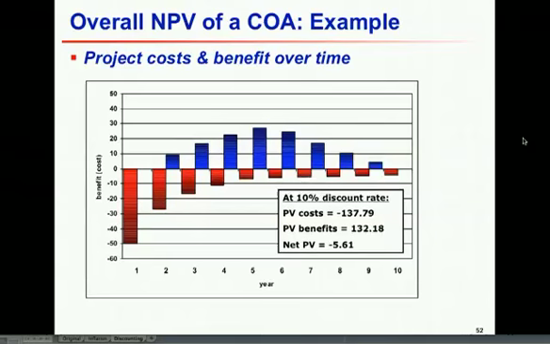However, let's suppose we get a 10% discount rate. At a 10% discount rate, you see that we've shortened the future bars even more. The bar in year 1 doesn't get shortened at all because you don't discount the first year. Suddenly things that happen in the future are less important to us than they were with a lower discount rate. And now the present value of the cost is negative 138, and the present value of the benefits is 132. So now the net present value is negative.